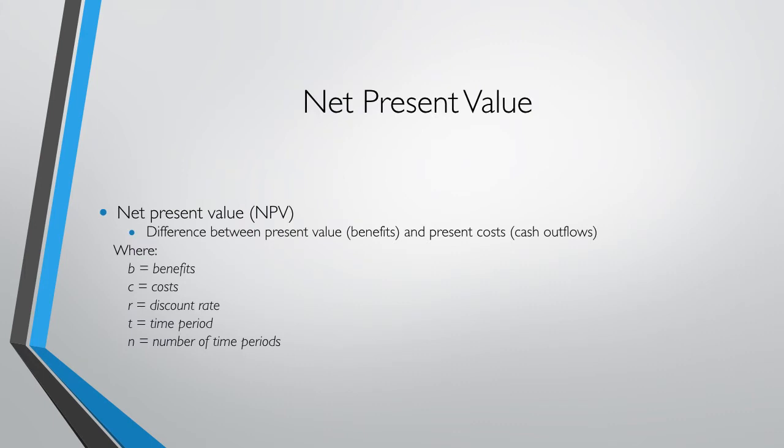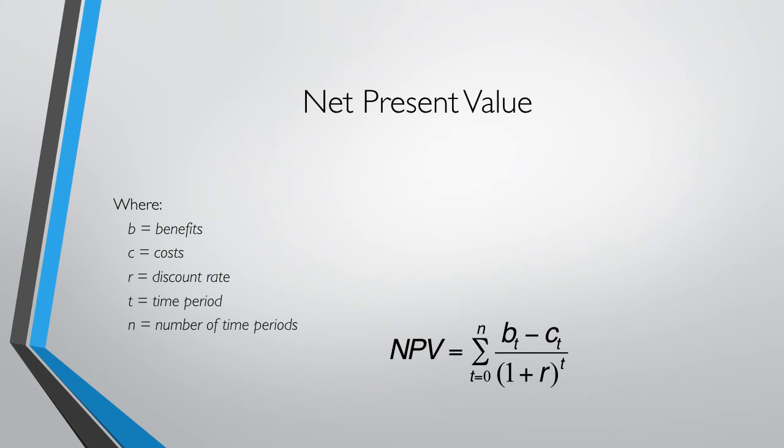The next formula we're going to look at is the net present value. The net present value is a simple cost-benefit analysis calculation. Here you can see our variables: the benefits, the cost, the discount rate, the time period, and the number of time periods. Looking at the formula, NPV, the net present value, equals the sum of the benefits at a given time minus the cost at a given time, divided by 1 plus the rate, taken to the power of the given time.